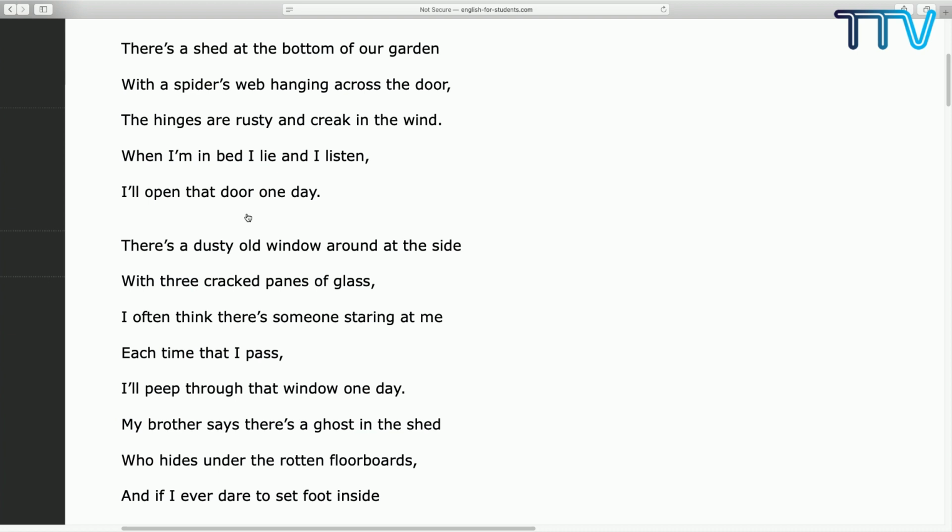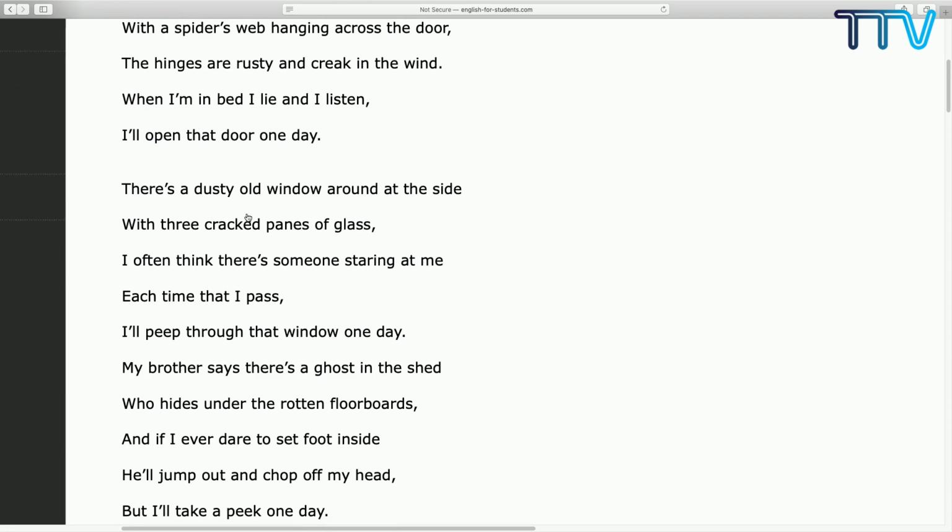There is a dusty old window around at the side with three cracked panes of glass. I often think there is someone staring at me each time that I pass. I will peep through that window one day. My brother says there is a ghost in the shed who hides under the rotten floorboards. And if I ever dare to set foot inside, he will jump out and chop my head, but I will take a peek one day.